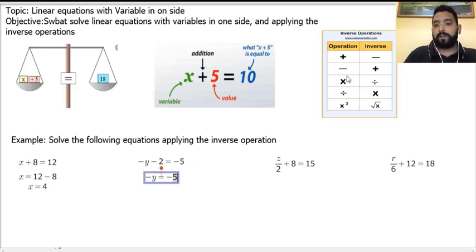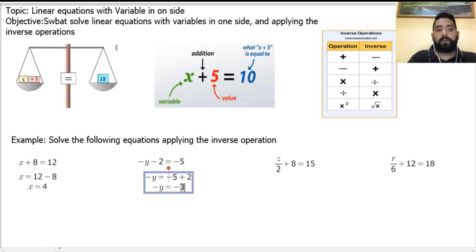If this is negative, using the inverse operation, the inverse operation is positive. So we are going to move it with a positive sign. And then we are going to have -y equal -5 plus 2. In this case, you have to remember the properties for integers. Different signs, we are going to subtract, and we're going to keep the sign of the bigger number. So it's going to be -3.